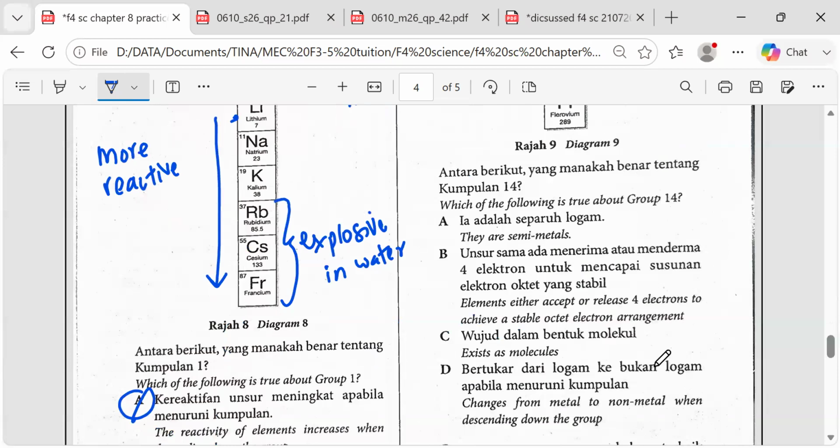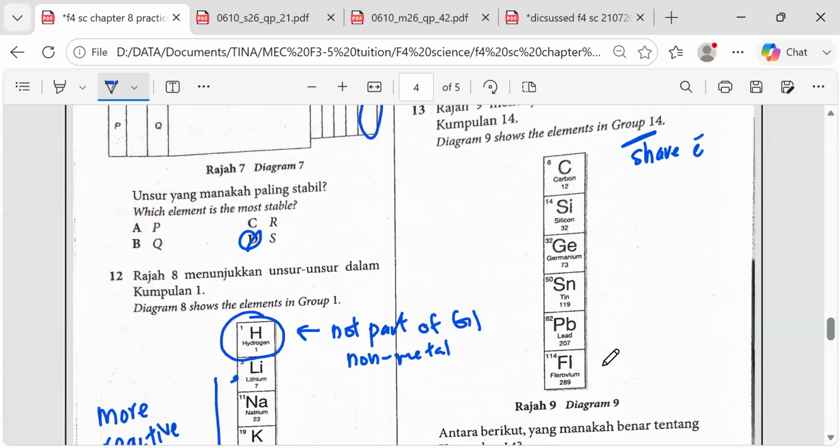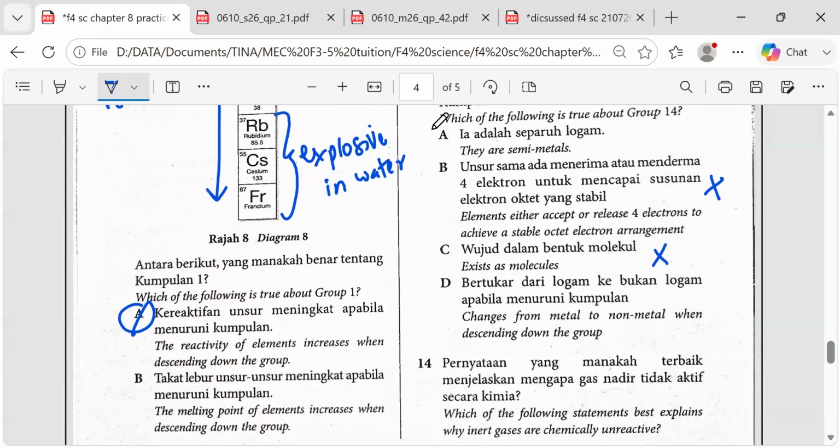They change from metal to non-metal when descending down the group. No, not really. So they are semi-metals. Okay.